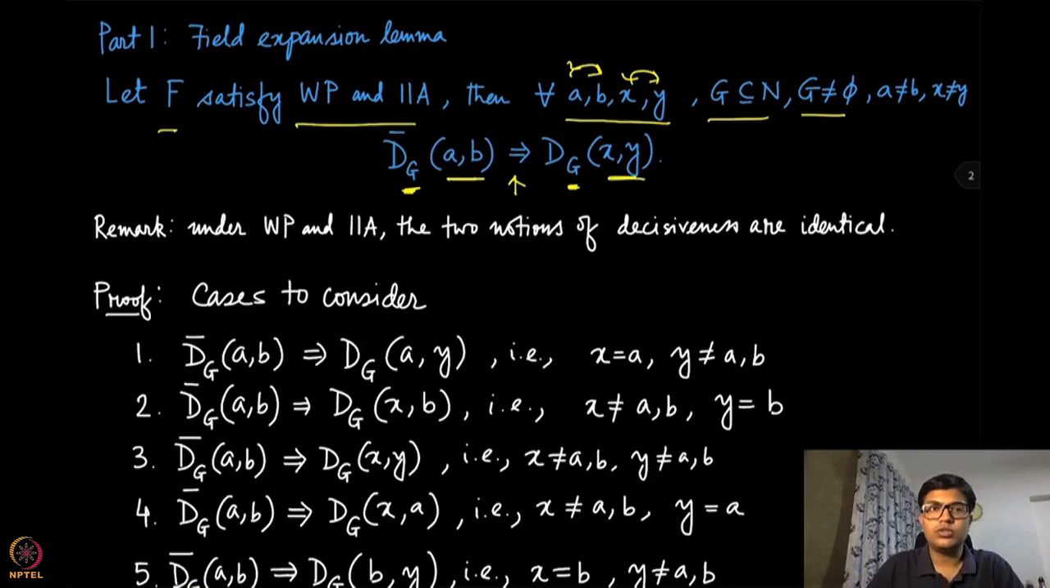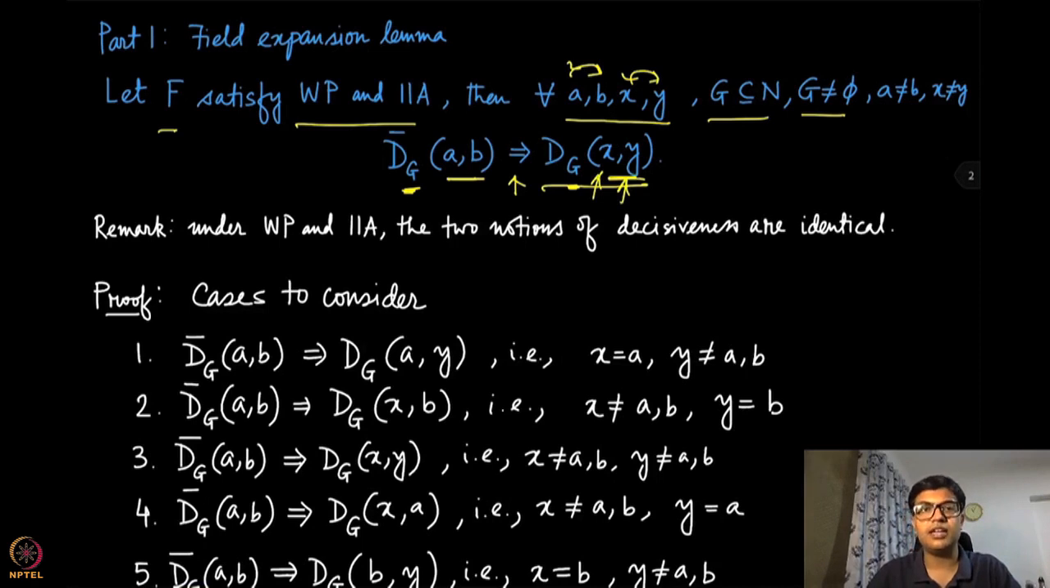where X and Y are arbitrary. So we can immediately observe, as a byproduct of this field expansion lemma, that whenever we are talking about these two properties, weak Pareto and IIA, these two notions of decisiveness are identical, because we already know that if something is decisive, then it is going to be almost decisive. Now this is saying the other way around, that if you are almost decisive, then you should also be decisive, because X can take the value A and Y can take the value B.